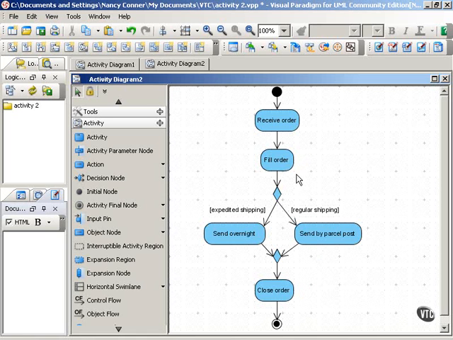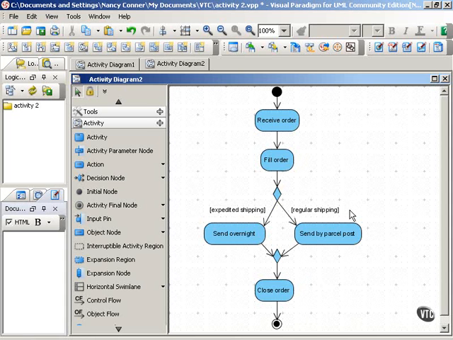So a decision point has one flow coming in and more than one flow going out, but these are alternatives depending on which guard condition is true, expedited shipping or regular shipping. You won't send the same order by both methods, you pick one or the other.